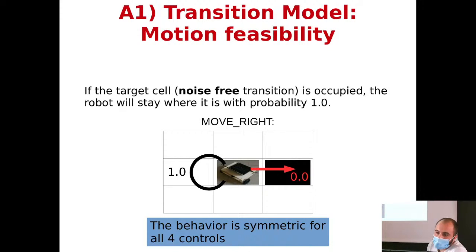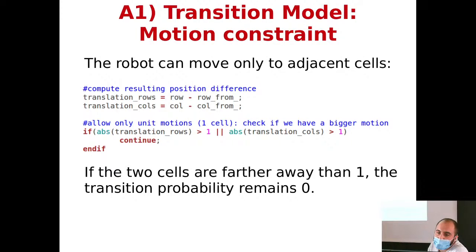Also, another constraint is the fact that if I have an obstacle, I cannot go over it, I will crash it. So if I tell the robot to go right, and on the right a cell is occupied, I will stay in the same state with probability 1, as before. So the probability of my transition is actually 0, I cannot go to the right. So these are how the constraints are implemented.